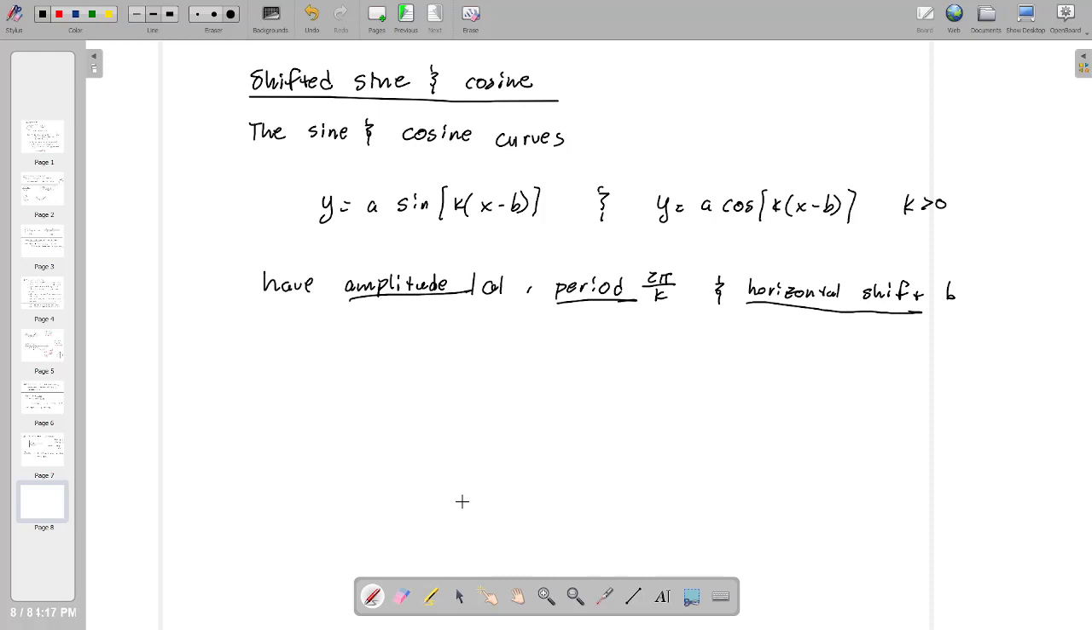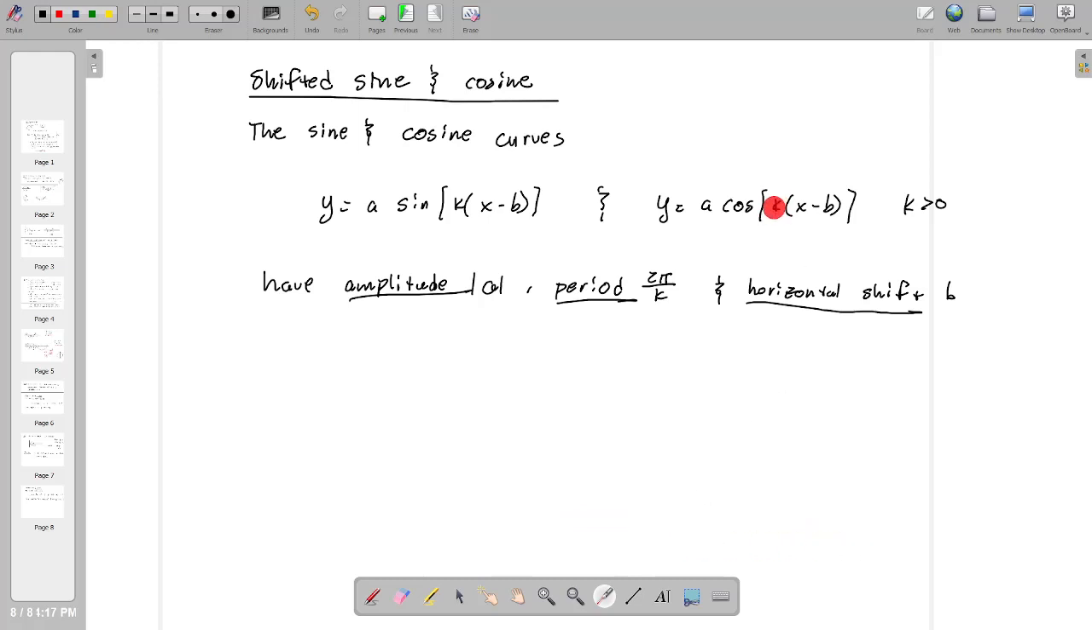Now this should all make sense from the techniques that we learned in previous classes where we shift a graph or stretch and shrink. We're affecting x directly, therefore we shift horizontally, b units. If b is positive, we would have x minus a positive number, which means that we shift to the right. If we have x minus a negative number, we shift to the left.